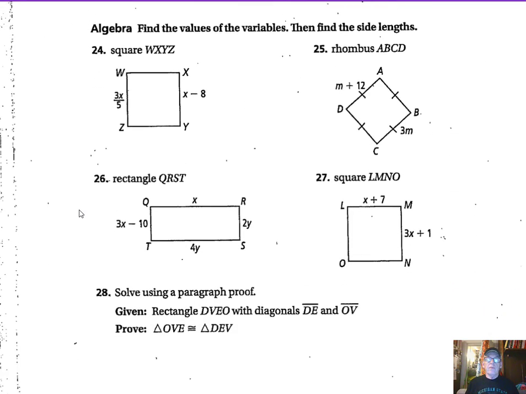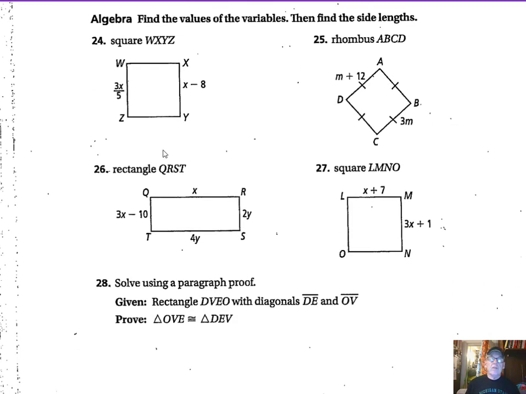Number 24, we want to find the values of the variables, then find the side lengths. Let's see what we have. Let's change colors up here. So this is a square, and square means all sides are congruent. So these two are going to be equal to each other. So we need to say that 3x over 5 equals x minus 8.